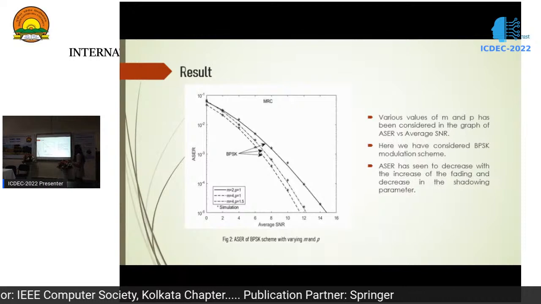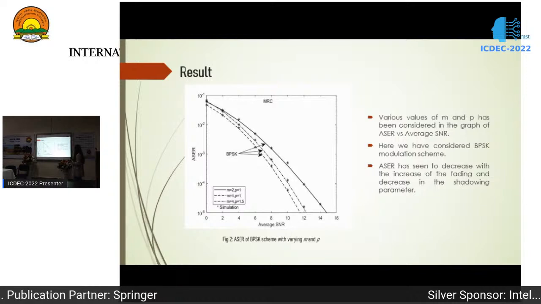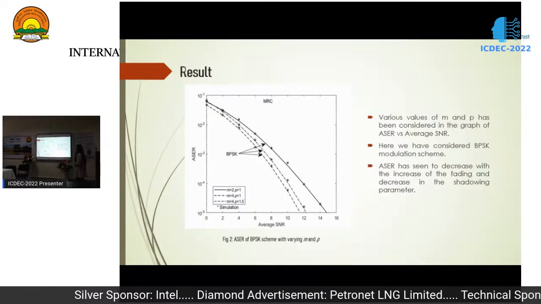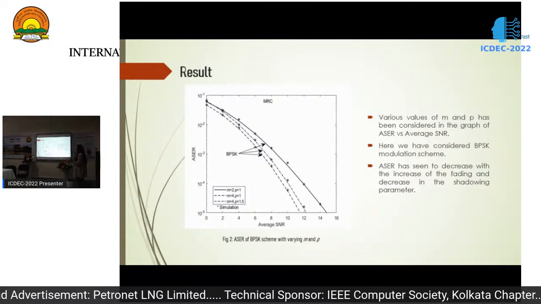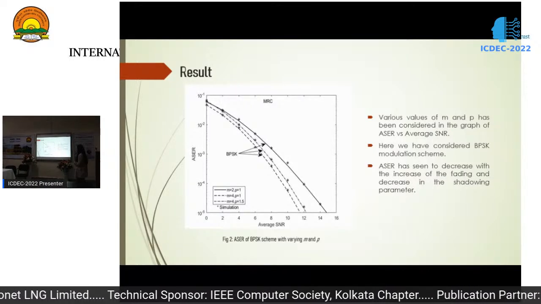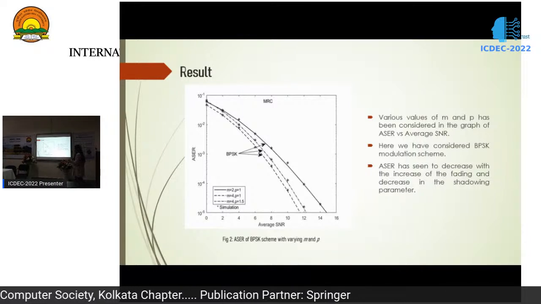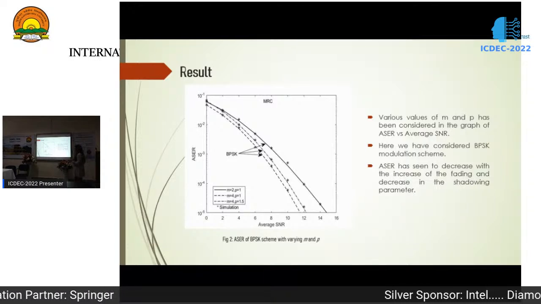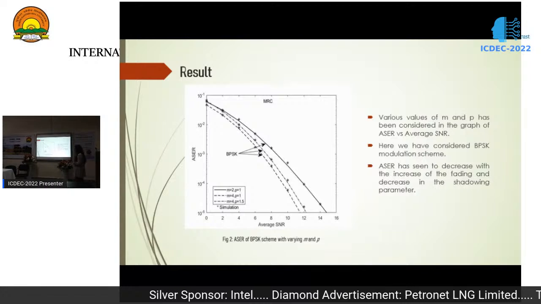Now, when it comes to the results, we see here the graph of ASER versus the average SNR. In this graph, we have various values of m and p as given in the index. If we look at these first two lines, when we keep one of the parameters, say the shadowing parameter, constant, say p equals 1, and vary the fading parameter, we can say that for a higher value of the fading parameter, we get a lower value of ASER.